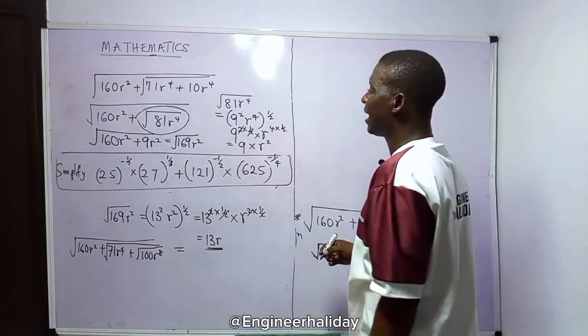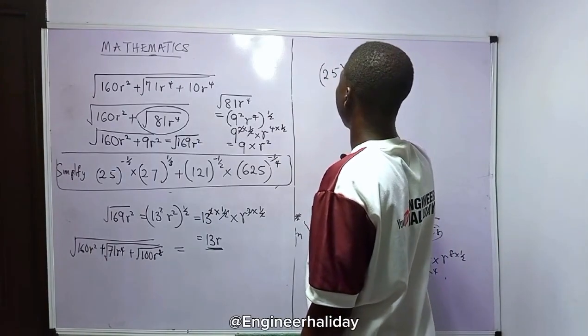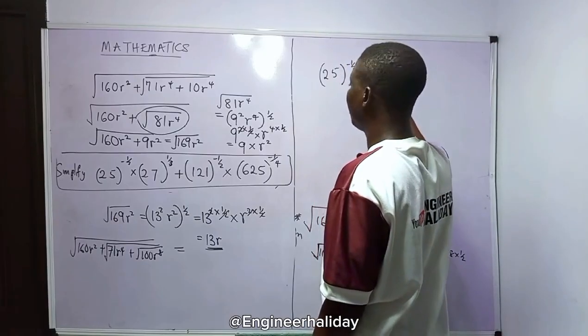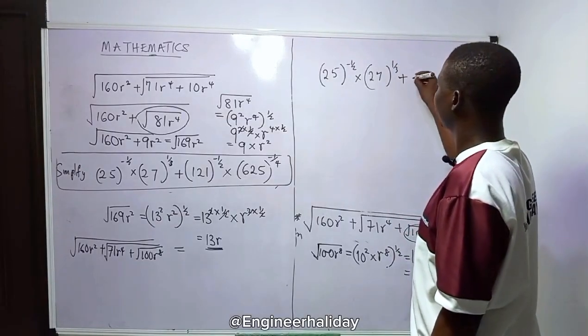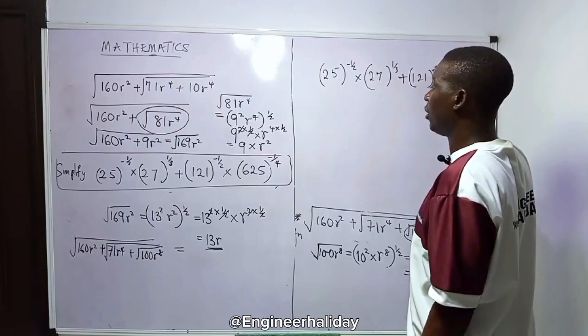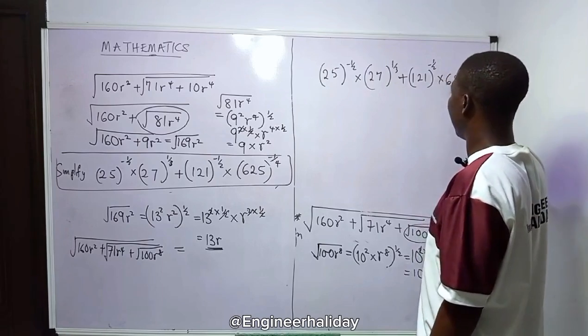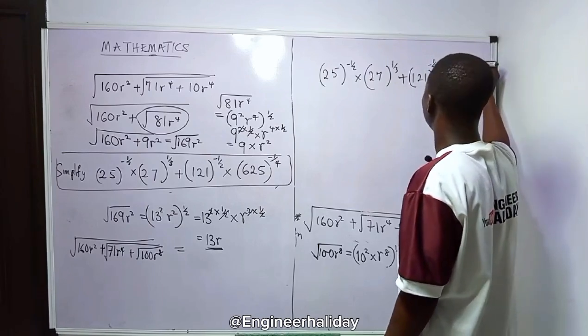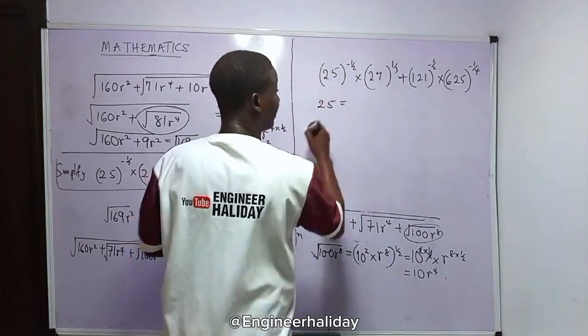Now, what is the last one saying? Say 25 all raised to the power of minus half times 27 all raised to the power of 1 over 3, plus 121 all raised to the power of minus 1 over 2 times 625 all raised to the power of minus 1 over 4. Now the problem is some students don't know how to break it down.